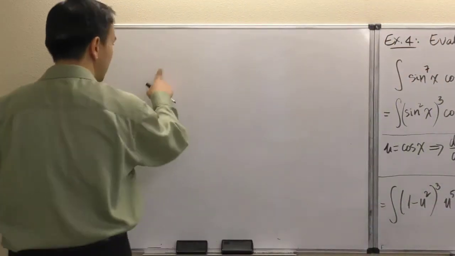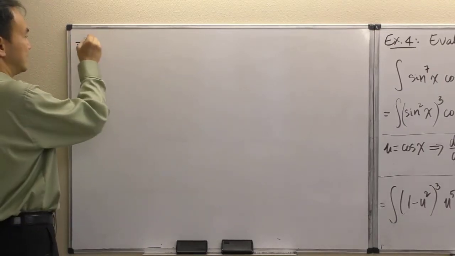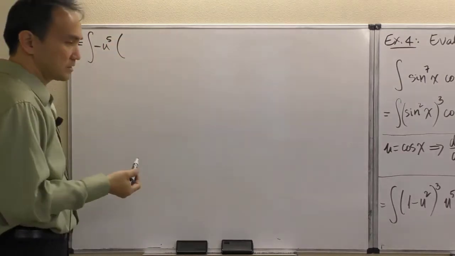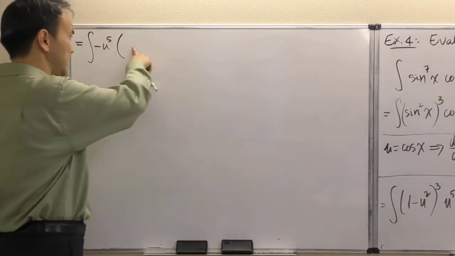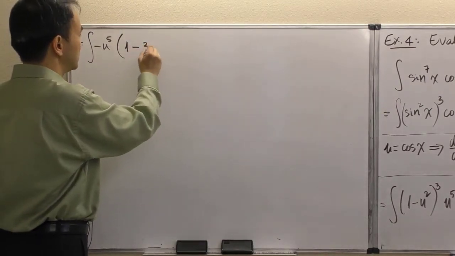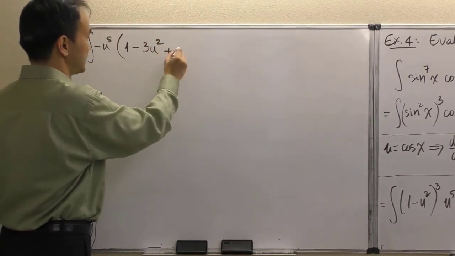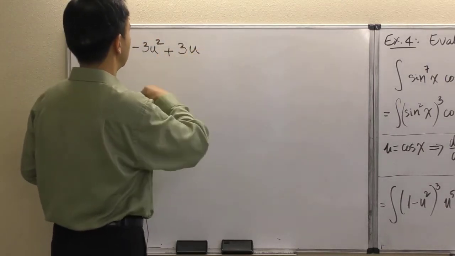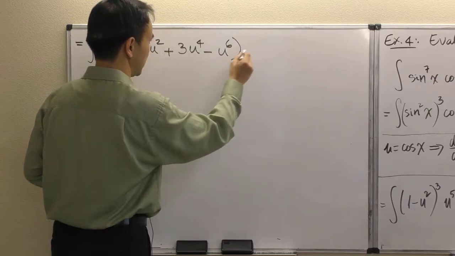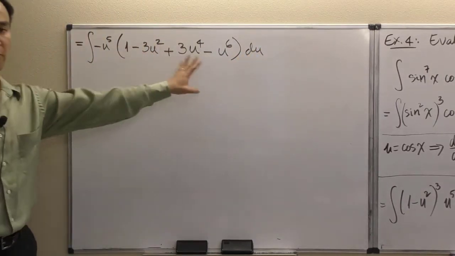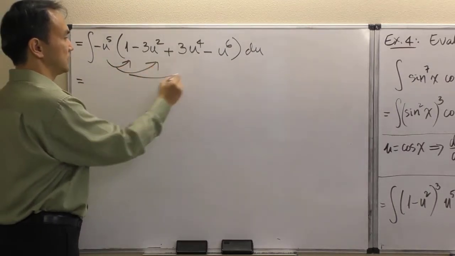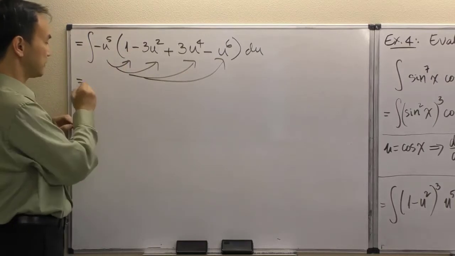All right, in the next step right here, minus u to the fifth stays the same, but I am now going to FOIL out the (1 minus u squared) cubed right there. In my experience, it gives me 1 minus 3u squared plus 3u to the fourth minus u to the sixth, du. So we ended up with a 4-term thing, and then I'm going to distribute out that negative u to the fifth to each term like that.